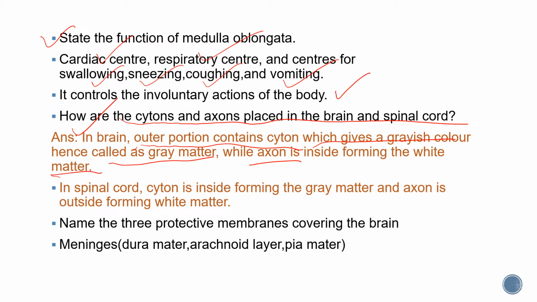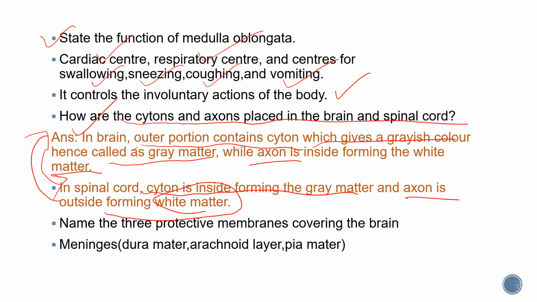Whereas in the spinal cord it's the opposite. The cyton is in the inside part and it is called the gray matter, whereas the axon forms the outside part, which is the white matter. So it's a polar opposite. What is in the brain is different in the spinal cord. In the brain, the outer part is cyton and the inner part is axon, whereas in the spinal cord the outer part is axon and the inner part is cyton.